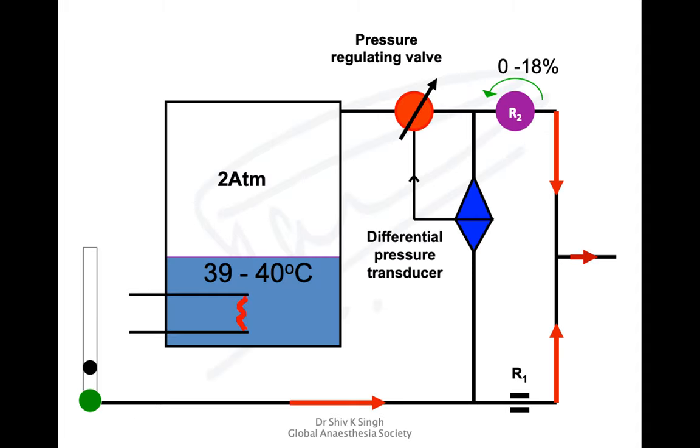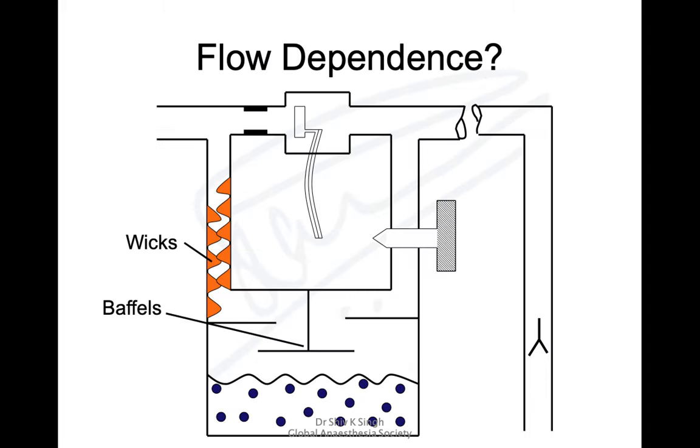So looking at the Tec vaporizer, it's actually different from the other vaporizers. Here they are heated vaporizers, and there are actually two chambers. So this is what has to do with the flow dependence. In the Tec vaporizers, that is Tec 5, Tec 7, Tec 4, Tec 3, there is flow dependence.